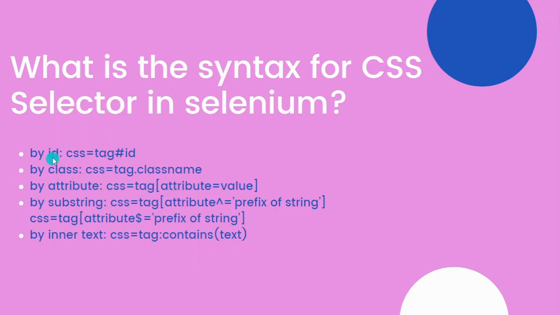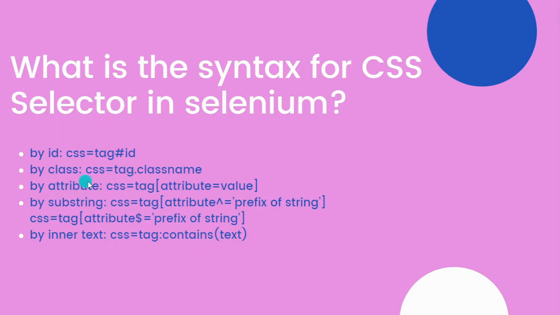So first is by using the ID. For the CSS selector, if you want to use the ID, we can write it as css equals to tag followed by hash with the ID value. Whenever you are using ID in your CSS selector, we have to use the hash symbol followed by that ID value to recognize that web element. And when we are trying to use the class name of that particular web element in the CSS selector, we have to use the dot symbol followed by the class name of that web element.